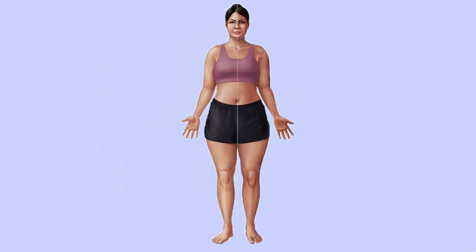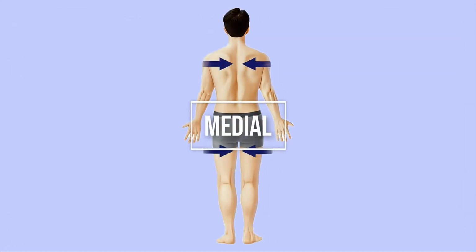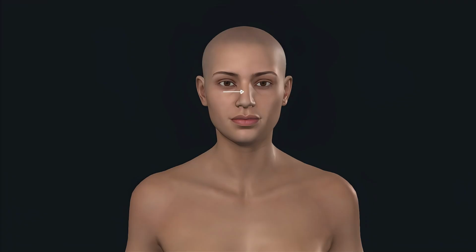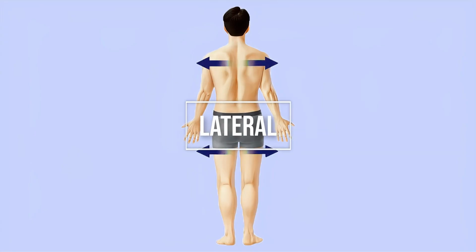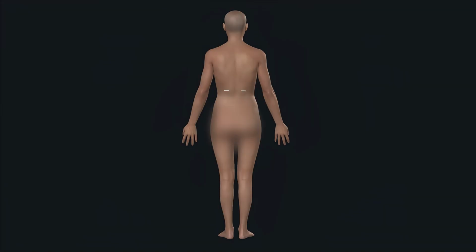Median. The median or midline is an imaginary line drawn down the middle of the body, dividing it into equal right and left halves. Medial. Medial means towards the midline of the body. For example, the nose is medial to the eyes, meaning the nose is closer to the midline than the eyes. Lateral. Lateral means away from the midline. For example, the arms are lateral to the chest, meaning the arms are farther from the midline than the chest.